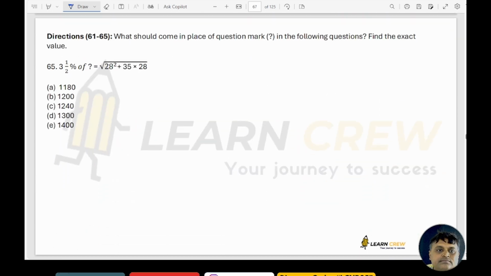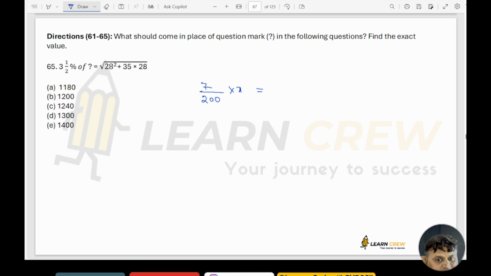Next, 3.5 percentage. 3.5 percentage means 7 by 200 into x. 28 square is 784. 784 plus 35 28 is 35 8s are 280, 35 20 is 700. So it is 840 plus 140. 840 plus 140 is 980.